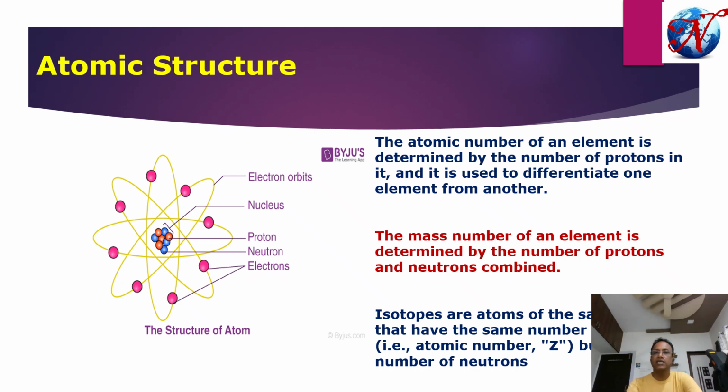Proton has a positive charge, but its mass is negligible. Neutron has a significant mass, but it is chargeless. And the electron, which revolves in the orbit around the nucleus, has very negligible mass, but it has a negative charge. So under general conditions, atoms are stable. The reason is that the number of protons present in the nucleus is equal to the number of electrons in the outermost shell. The number of protons or the number of electrons is known as the atomic number of the element.